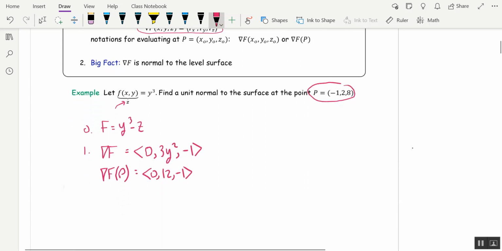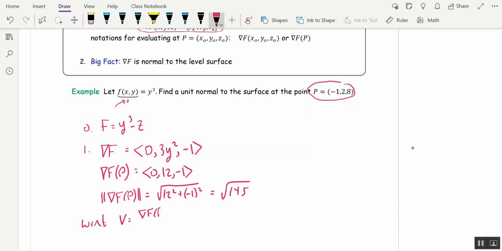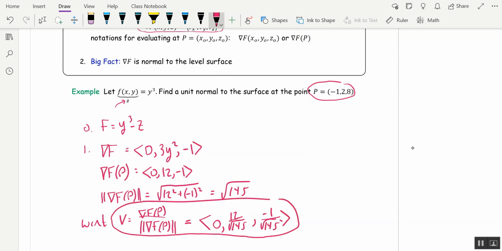Now we want a unit normal, so we have to go one step further. The length of del F of P is the square root of 12 squared plus -1 squared, which is the square root of 145. And to get a unit vector, I'll call it V, we want del F at P divided by its length. So that's the vector 0, 12 over root 145, and -1 over root 145.